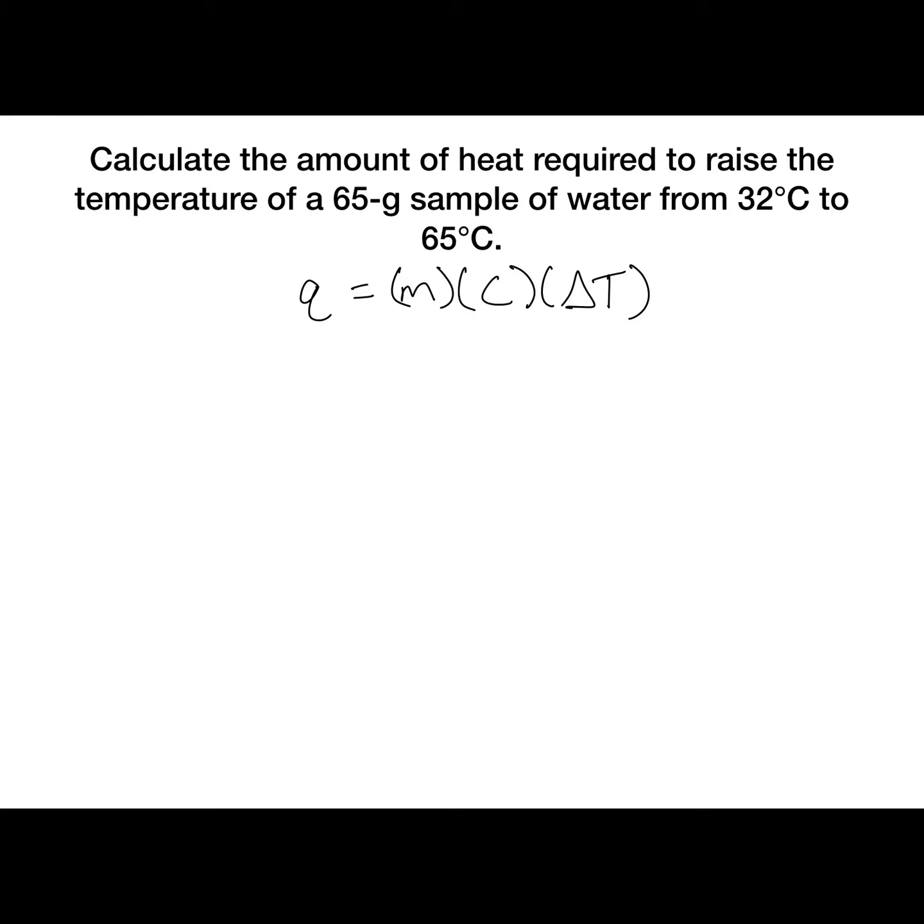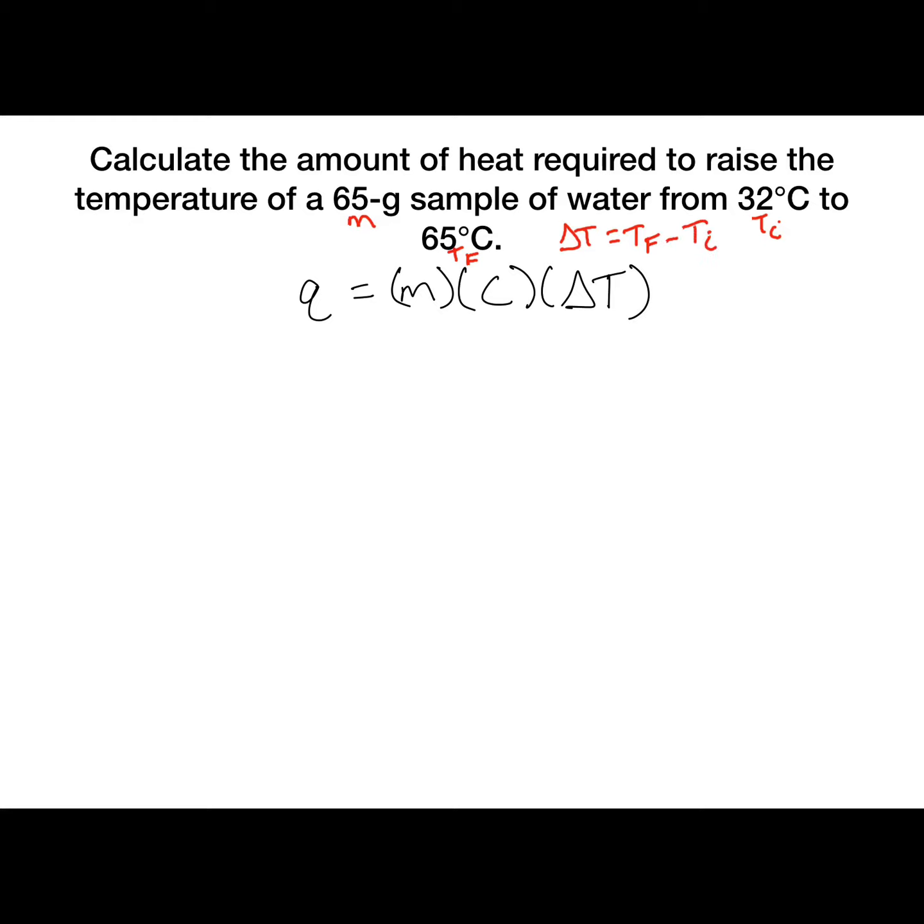In this problem, we need to calculate the amount of heat required to raise the temperature of a 65-gram sample of water from 32 degrees Celsius to 65 degrees Celsius. Just by looking at the problem, we can see that our 65 grams is our mass, our 32 degrees Celsius is our initial temperature, and our 65 degrees Celsius is our final temperature, because delta T is final temperature minus initial temperature.